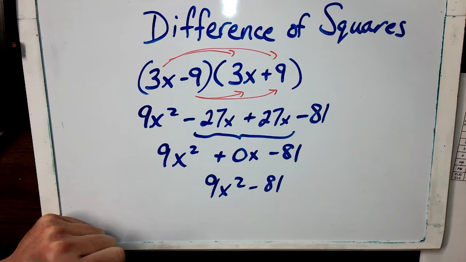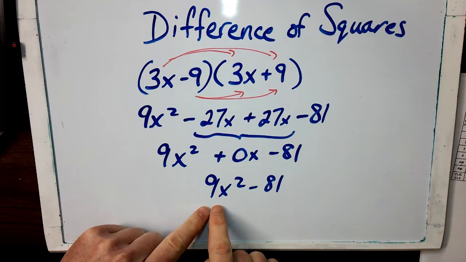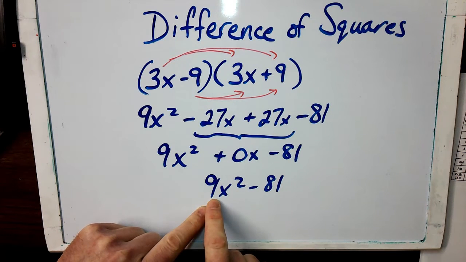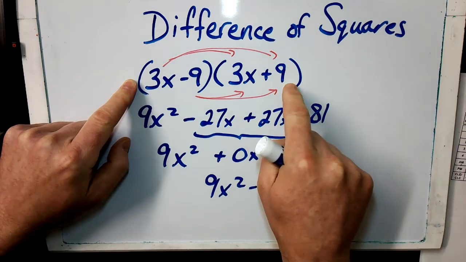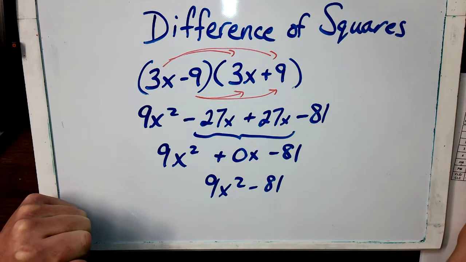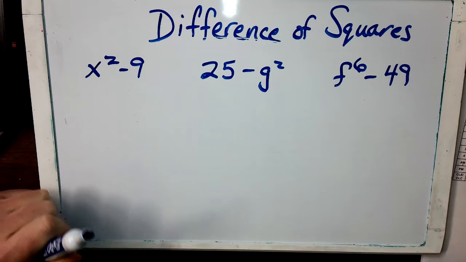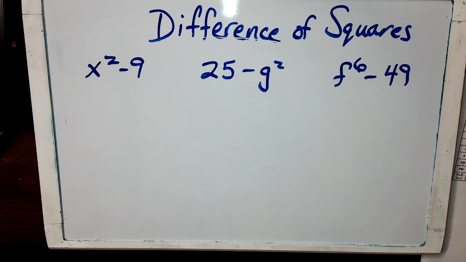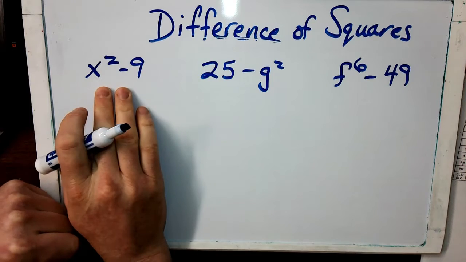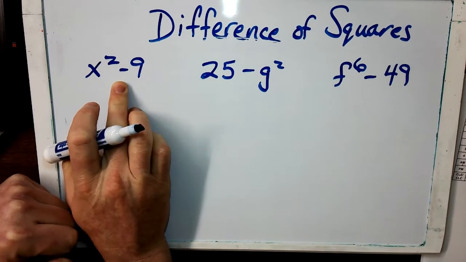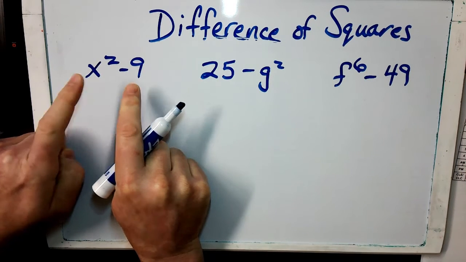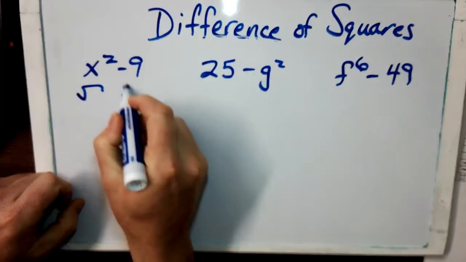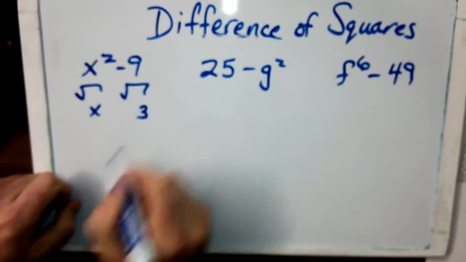Now the key thing is in factoring, notice that if we want to go backwards, we just take the square root. Square root of 9 is 3. Square root of 81 is 9. So if we're doing difference of squares, we just have to use that shortcut. We have to recognize that it's binomial, there's a minus sign, and there's perfect squares on both ends. That's the key. So if we have that, we square root both ends, and we get x and 3.